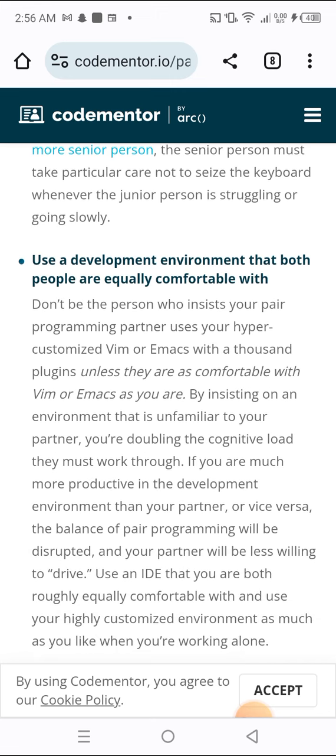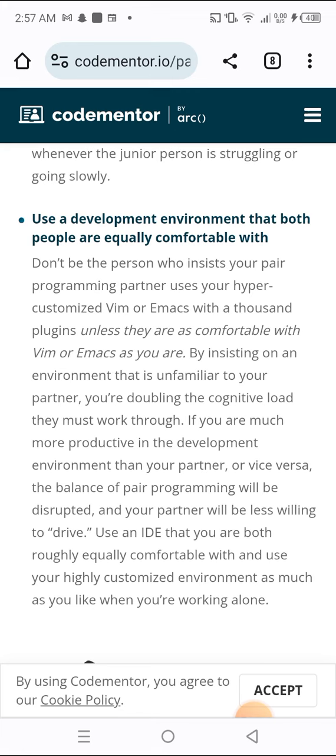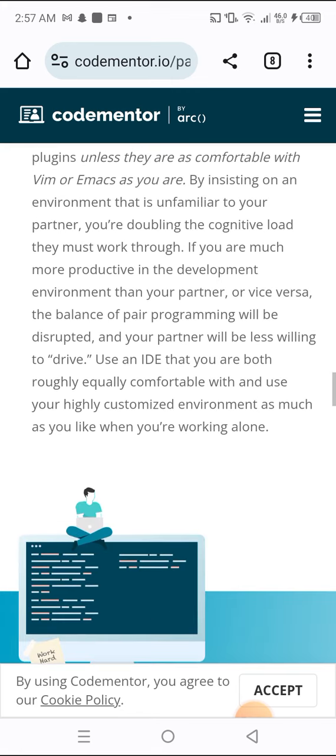If you are much more productive in the development environment than your partner or vice versa, the balance of pair programming will be disrupted and your partner will be less willing to drive. Use an IDE that you are both roughly equally comfortable with and use your highly customized environment as much as you like when you are working alone.